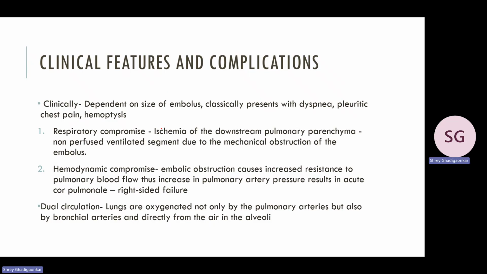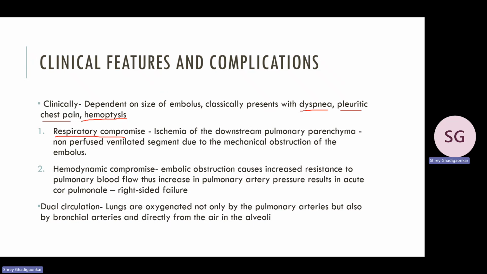Regarding the clinical features and complications, the pathophysiologic consequences of pulmonary thromboembolism depend largely on the size of the embolus. This in turn dictates the size of the occluded pulmonary artery and the resulting complication. Regarding the clinical features, these often present with dyspnea, pleuritic chest pain, as well as hemoptysis, which is coughing up of blood.